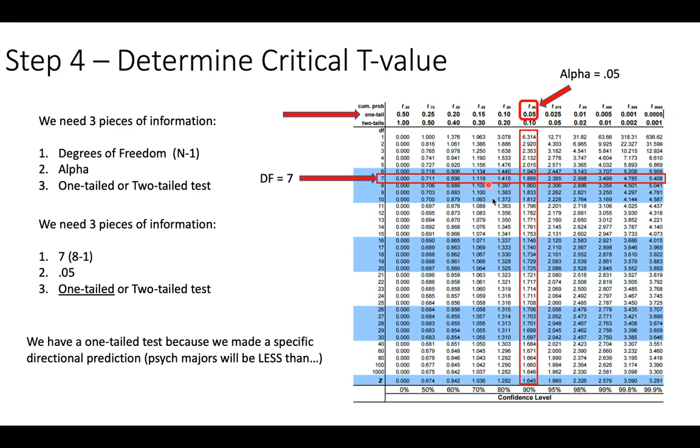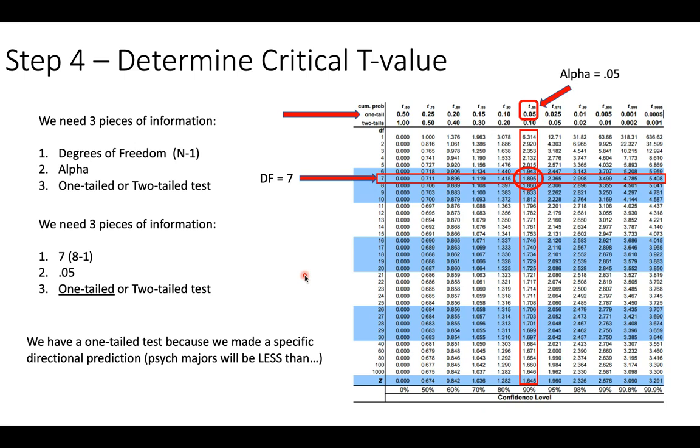We look for the place where the two columns intersect, and that's our critical value, 1.895. That is our benchmark. If our observed t is more extreme than 1.895, then we will reject the null and conclude that our sample differs from the population.